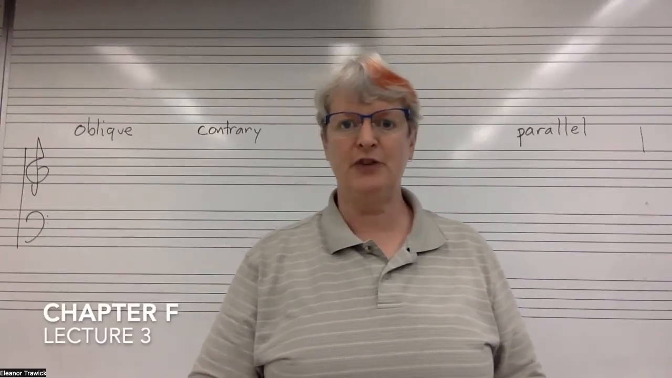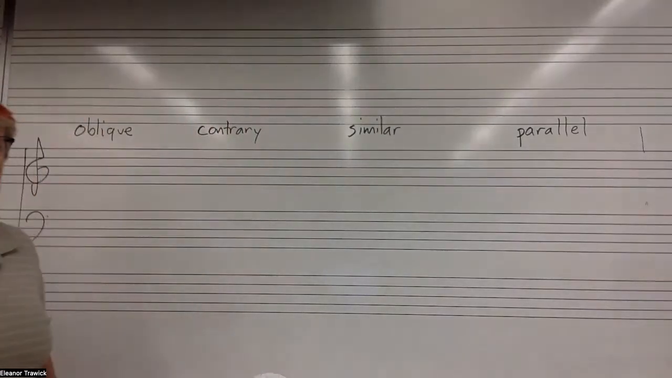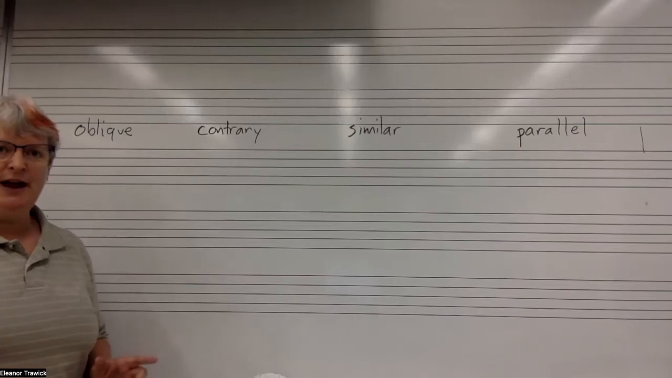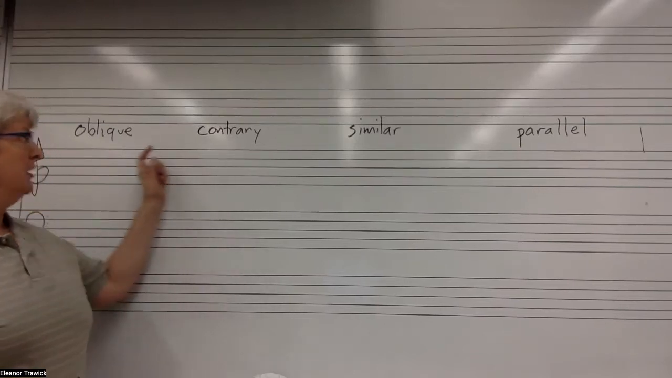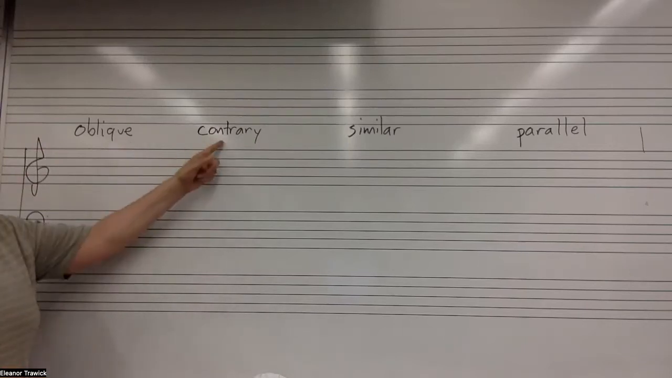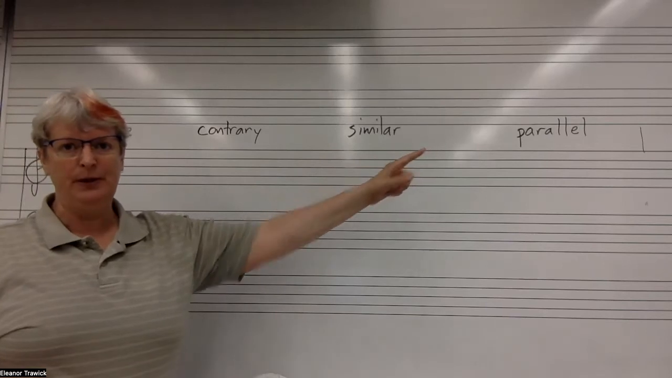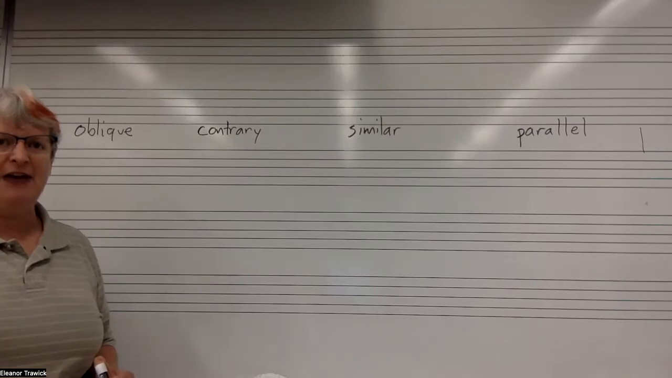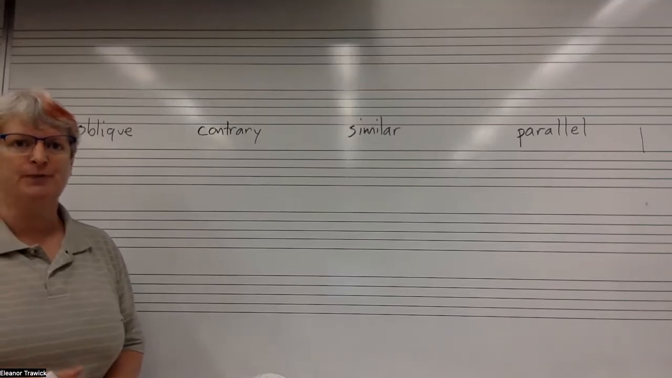This is the third lecture on Chapter F. And in this lecture, I'm going to start talking about using two melodies with each other to create counterpoint. And the first thing I'm going to talk about is these four terms written on the board behind me: oblique, contrary, similar, and parallel. These terms describe the two types of motion that you can have when you combine one melody with another melody. In other words, it describes the relative motion of the two lines.